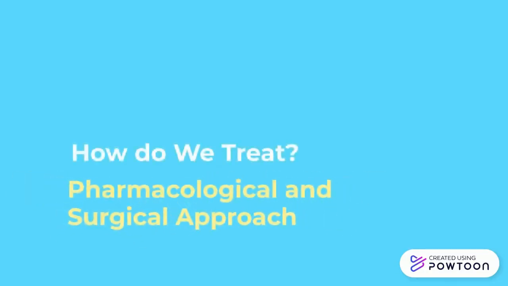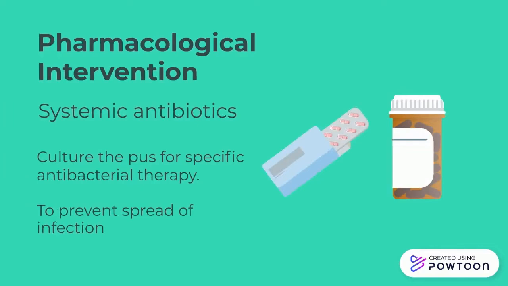Therefore, how do we manage the disease? There are a pharmacological approach and a surgical approach. Systemic antibiotics will be prescribed to the patient to help kill the bacteria. The pus will be cultured to identify the specific organism causing it. So the antibiotic will be given to prevent spread of infection.